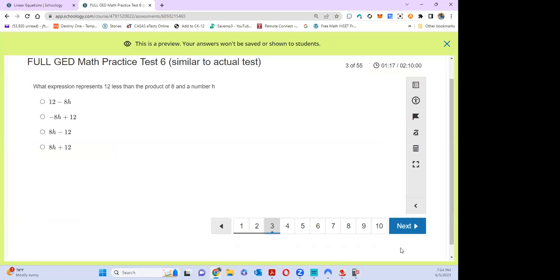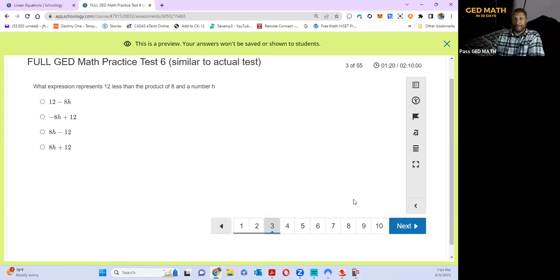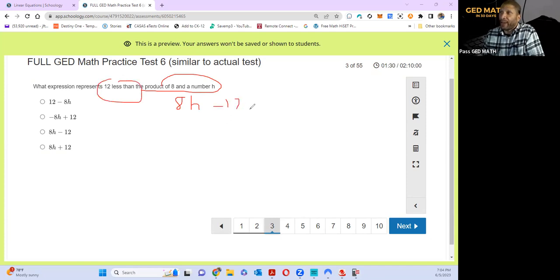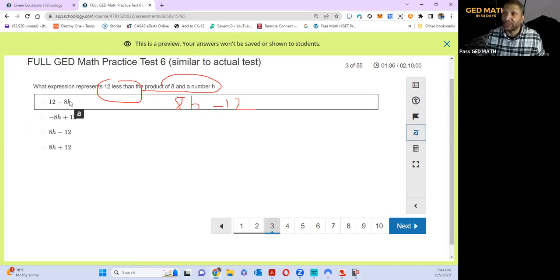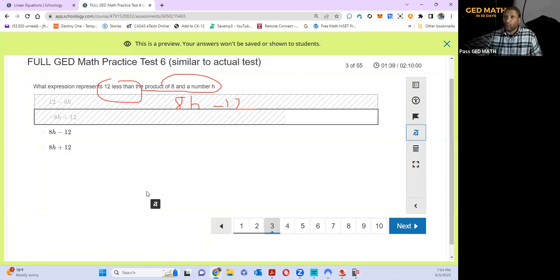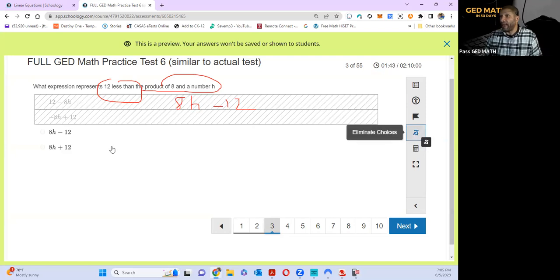You can flag for review even in Schoology. This expression represents 12 less than the product of 8 and H. I know product means multiplication, so I know 8H, 12 less than, -12, boom. But guess what? I'm not 100% sure, so let me eliminate some of these answers. I know it's not -8H, so I got rid of the first 2. Now I'm down to 50%. I'm not 100% sure, so let me flag that one for review.